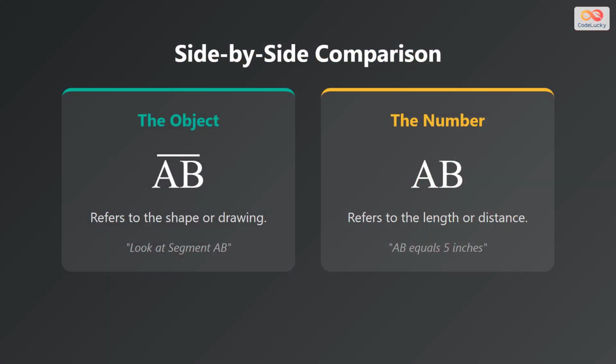Here they are side by side so you can see the difference clearly. On the left, with the bar, we have the object. We use this when pointing to the shape. On the right, without the bar, we have the number. We use this when calculating or stating a size.